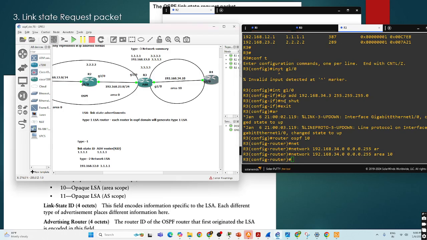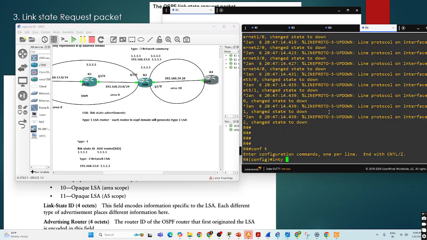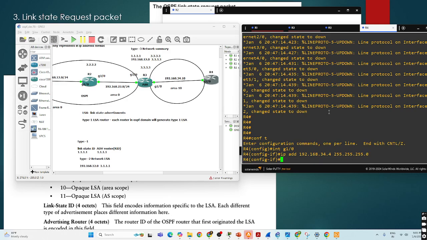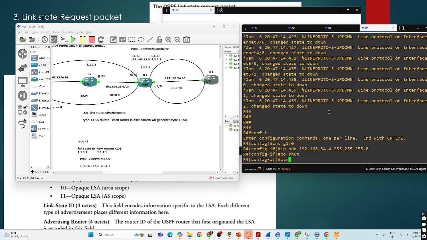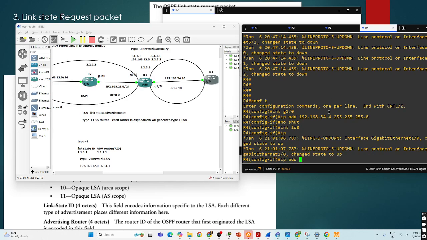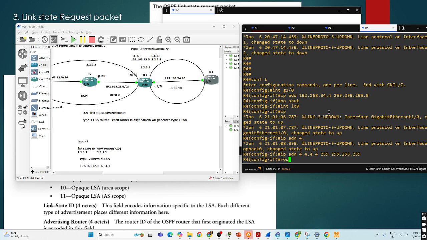Let's configure on R4. Configure terminal, interface G1/0, IP address 192.168.34.4, 255.255.255.0, no shutdown. Next, the loopback IP address 4.4.4.4. That's it. Now router OSPF 10.